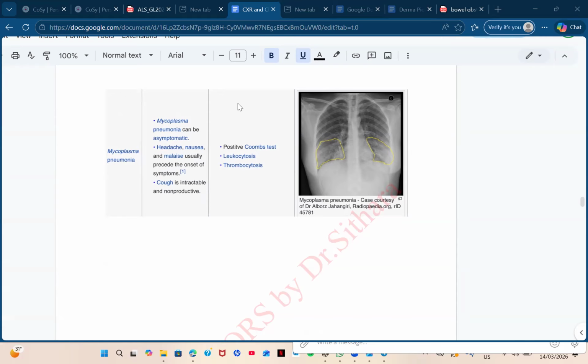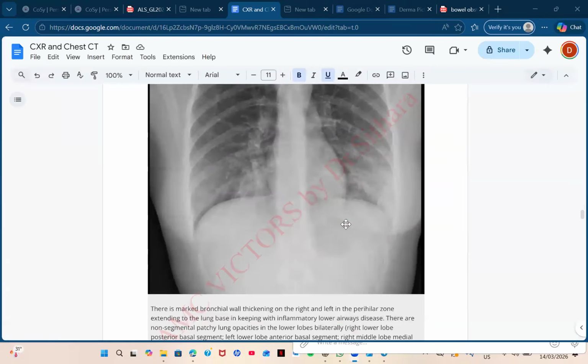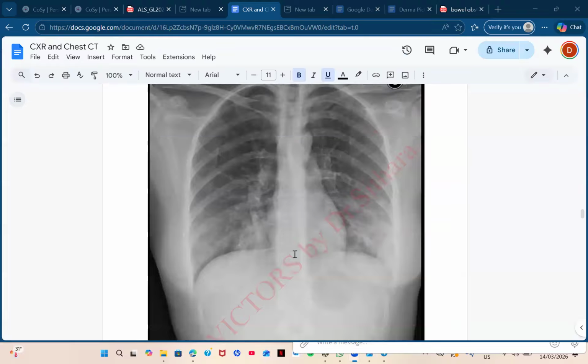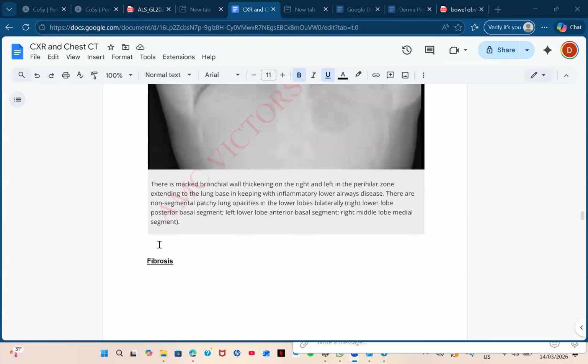Okay, good. Doxycycline is the main drug, and if it is not working, we can go with clarithromycin, right? I have explained this the day before yesterday also. The same here, also the same doctors.